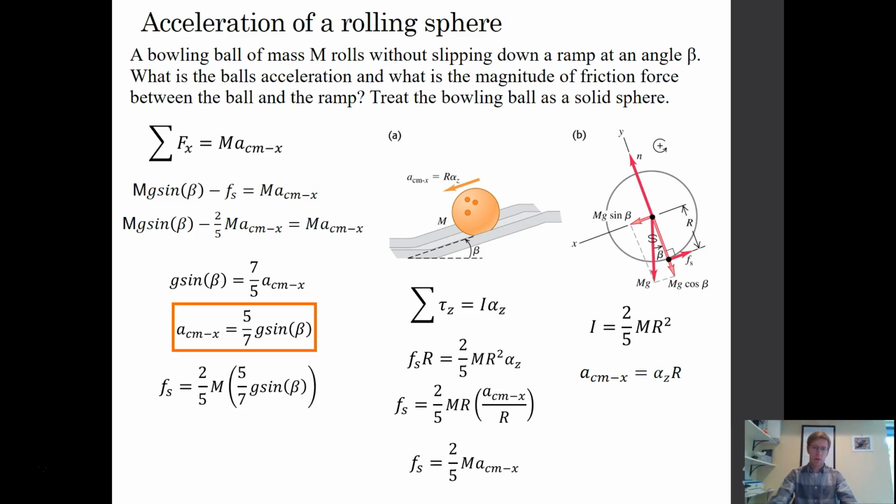Boom. You can then plug that back into the friction equation, right? 2/5 m times this a, which is 5/7. Oh, fun fractions. The 5's will cancel, and you find that the force of friction is 2/7 mg sine beta. Pretty crazy, right? But once again, boom, box worthy.